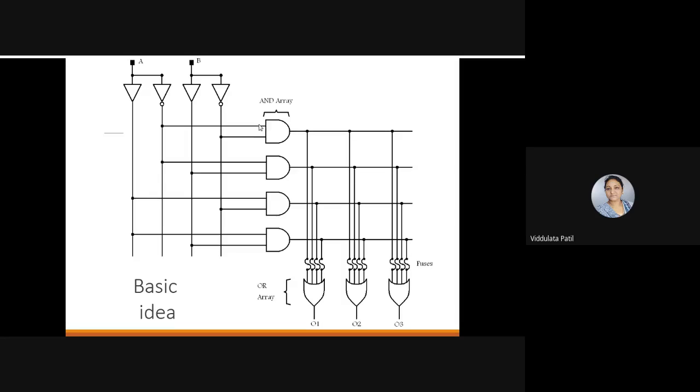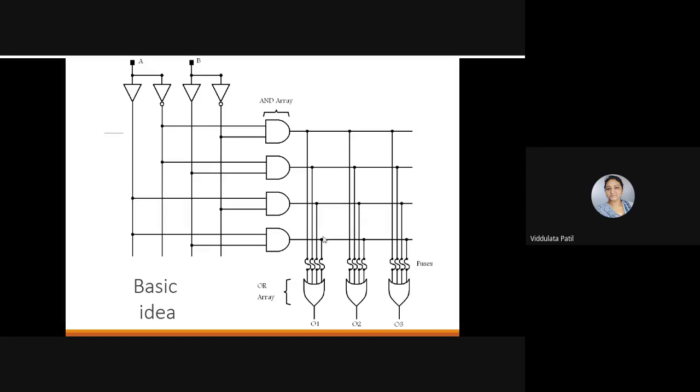So here for this AND gate it is A bar B bar, then for here it is A bar B, here it is A B bar, and then AB. So this means with the two inputs we have 2 raised to n, that means 4 input combinations that are available, and from that we are getting different outputs for this. Now this is connected to OR gate, and from that we are getting the output, that is O1, O2 and O3.